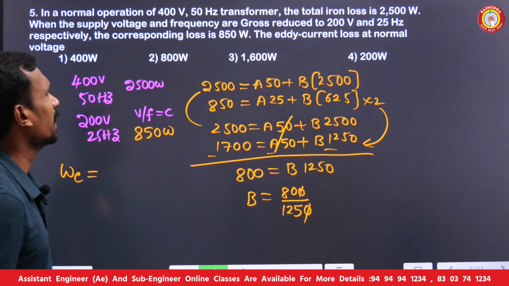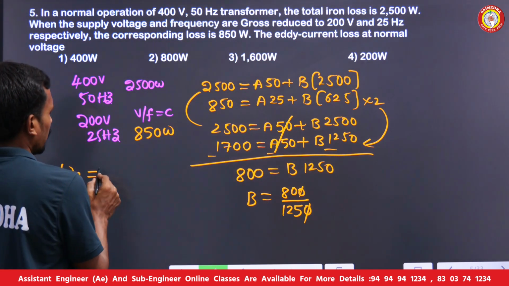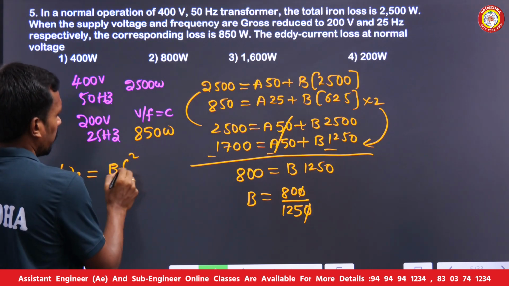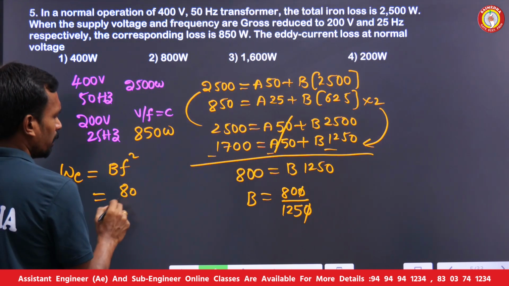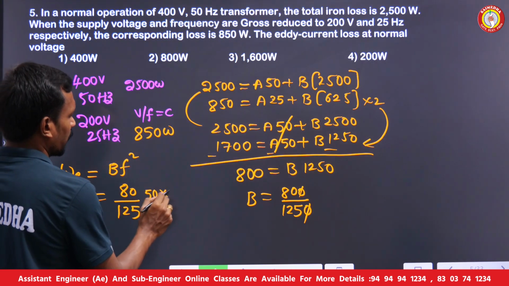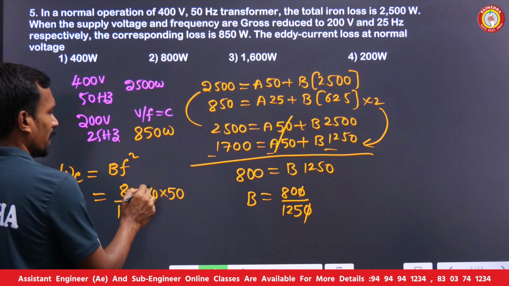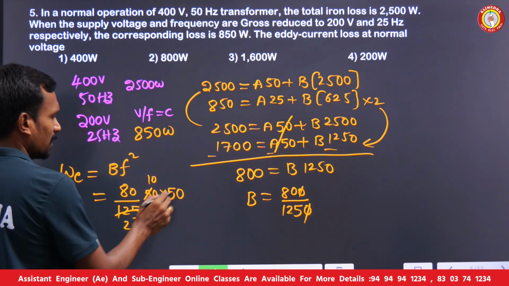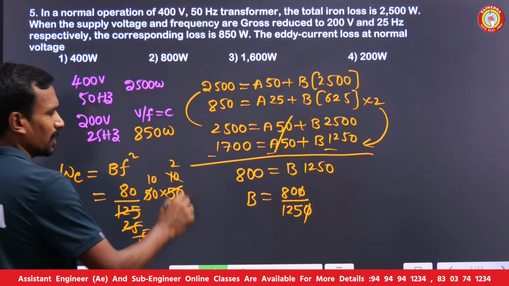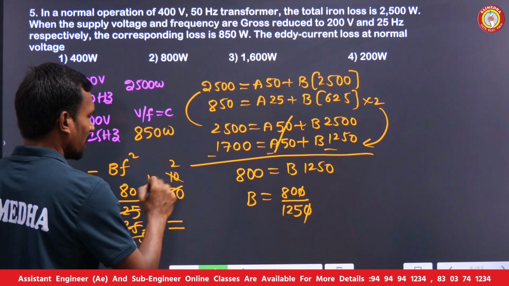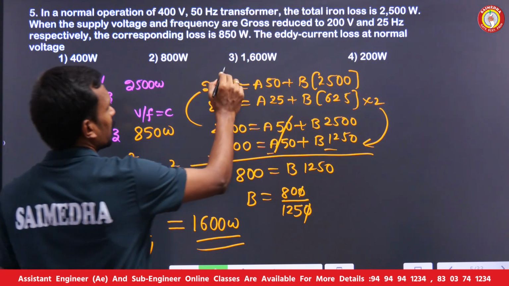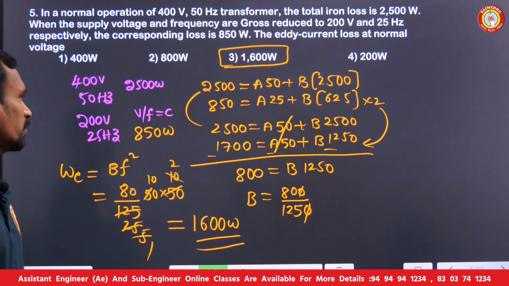Now we need eddy current losses at 400 volts 50 hertz. At 400 volts 50 hertz, eddy current loss is BF square. What is B? 80 by 125, F square. What is F square? 50 into 50. 5 tens are, 5 25s are, 5 tens are, 5 5s are, 5 1s are, 5 2s are. So the answer is 800 2 times, nothing but 1600. 1600 will be your answer.